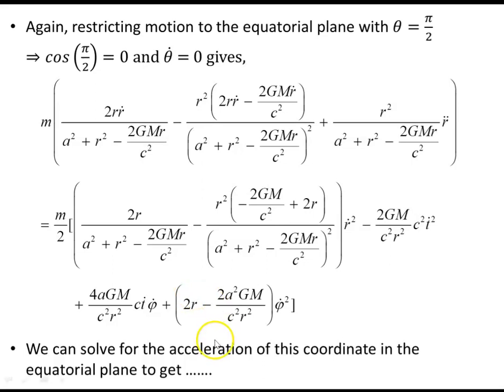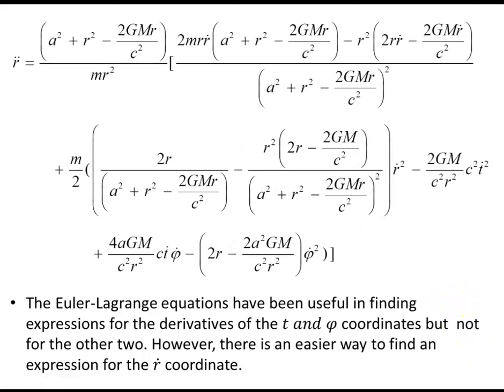All right, now we can solve for the acceleration of this coordinate in the equatorial plane. We can rearrange it for itself to give us this object here. Again, quite large. Now, the Euler-Lagrange equations have been useful in finding expressions for the derivatives of the t and phi coordinates. That was the first video, but not for the other two. However, there is an easier way to find an expression for the r dot coordinate than using the Lagrangian. So we'll have a look at that.